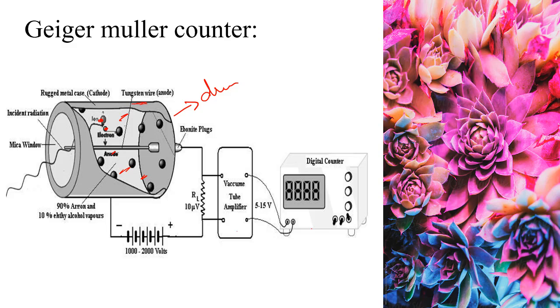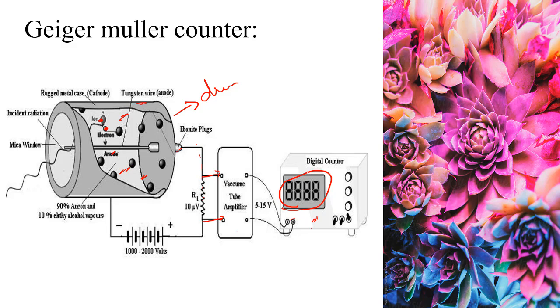This electric current will enter through this electrode, pass through, and go into the amplifier. From the amplifier, the electric current will go inside and it will show the reading. This is how we recognize the radiations.